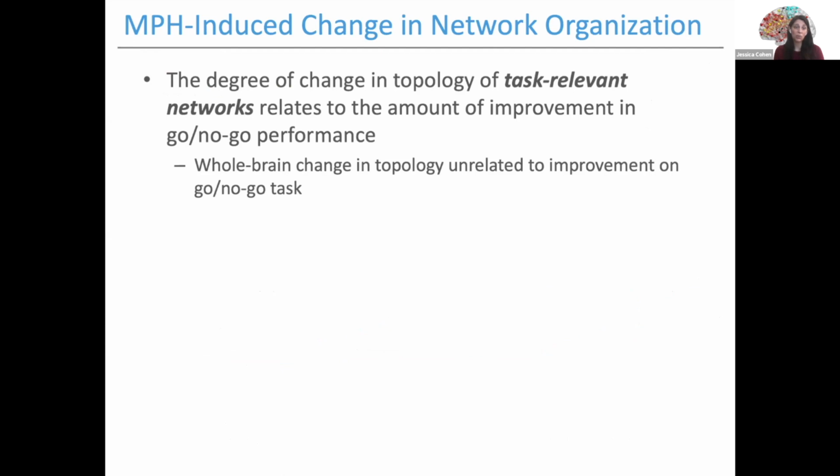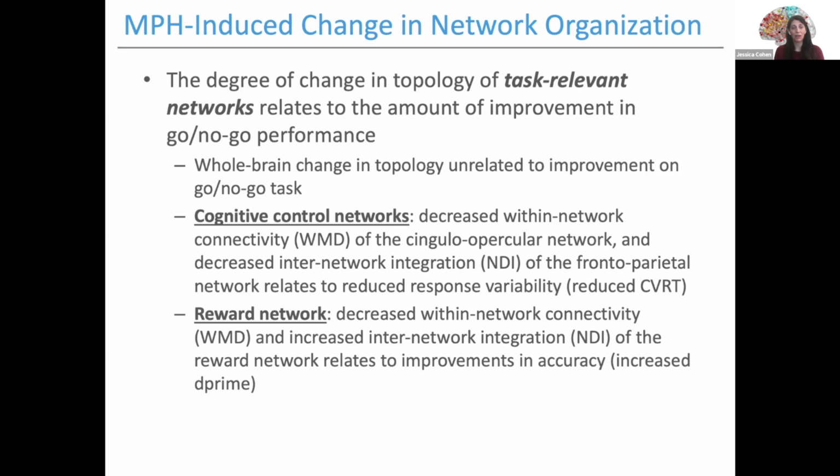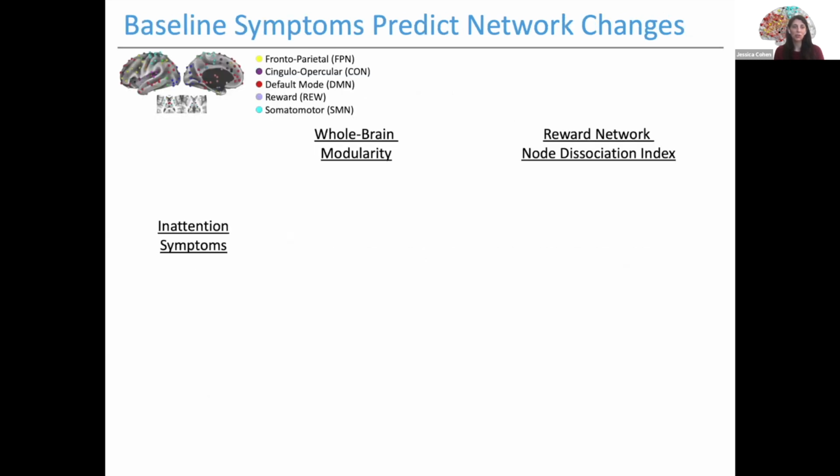So the whole brain change in topology was unrelated to improvement on the go, no-go task. With regard to cognitive control networks, however, we found that decreased within network connectivity of the cingulo-opercular network and decreased inter-network integration of the frontoparietal network related to reduced response variability. And with regard to the reward network, we found that decreased within network connectivity and increased inter-network integration related to improvements in accuracy. We next assessed whether baseline symptoms predicted network changes.